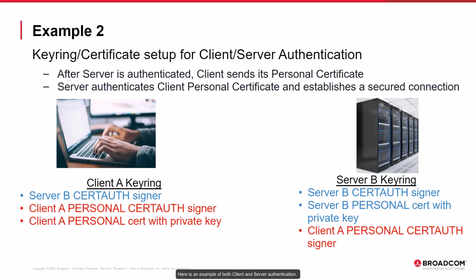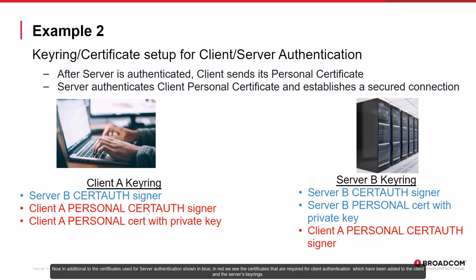Here is an example of both client and server authentication. In blue are the same certificates that were required for server authentication. Once again, on the left we have the client with its key ring, and on the right we have the server with its key ring. Now, in addition to the certificates used for server authentication shown in blue, in red, we see the certificates that are required for client authentication, which have been added to the client and the server's key rings.